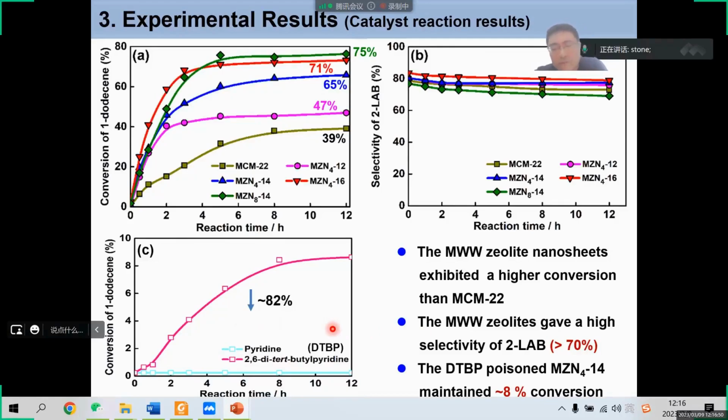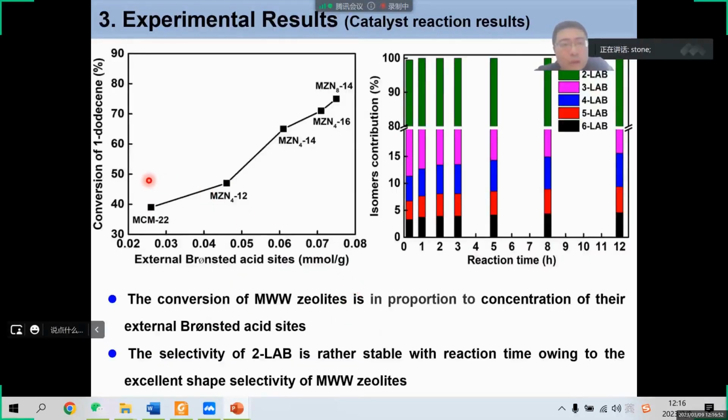in the present alkylation reaction. We also built a relationship between conversion and the external Bronsted acid sites. From this picture, we find the conversion of the MWW zeolite is proportional to the concentration of external Bronsted acid sites. This picture gives the distribution of alkylated products. From it, we find the selectivity of 2-LOB is rather stable.